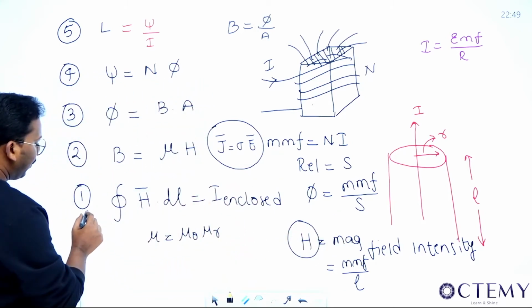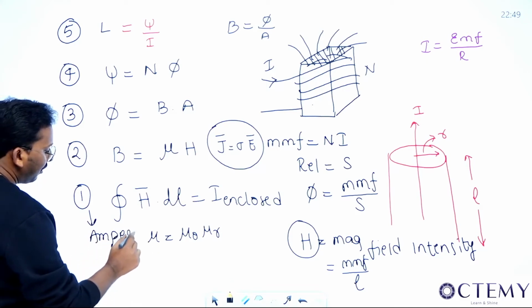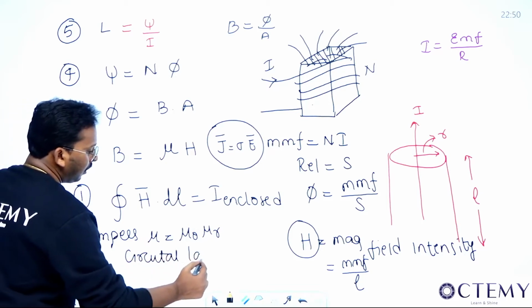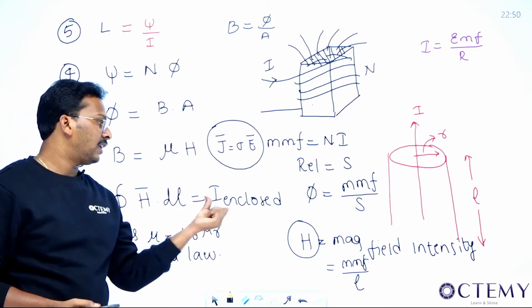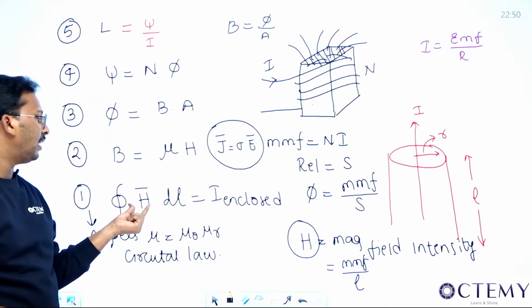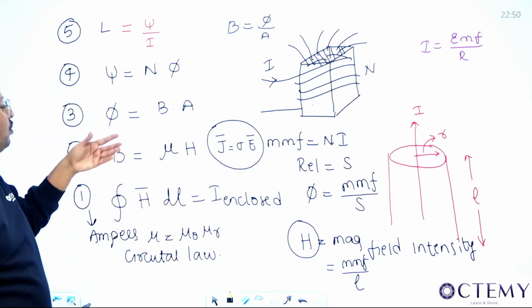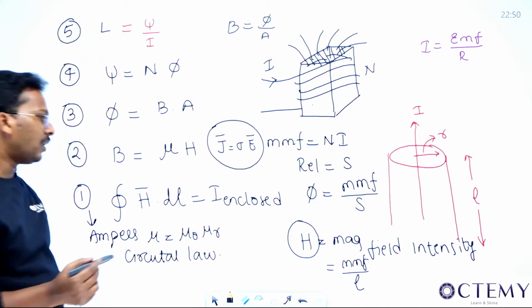Now, the first point we have to see is that we have to find H by applying something called Ampere's circuital law. According to this law, for a conductor, if a certain current I is enclosed, you will get the value of H by using H dot dl is equal to I enclosed, right? Then you will get B, then phi, then psi, then L. So let us try to find the internal flux linkage first. Let me try to find L internal.